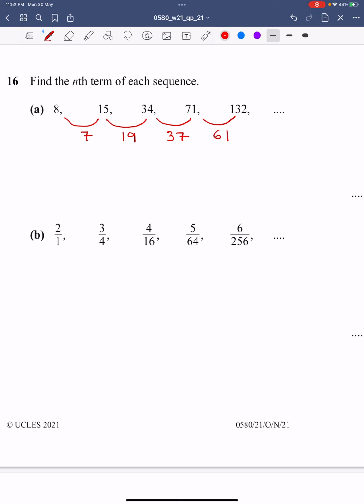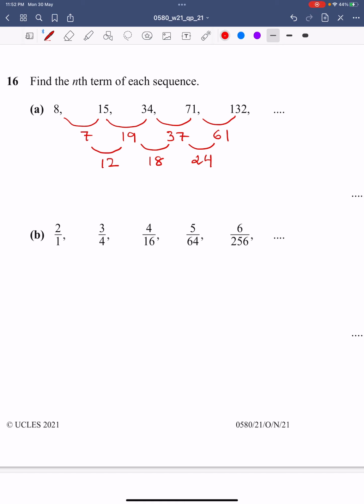Clearly this is not a common difference. We will again find the difference to see if the second difference is common. So 19 minus 7 is 12, 37 minus 19 is 18, 61 minus 37 is 24. The second difference is also not common, which means this is not a quadratic sequence.